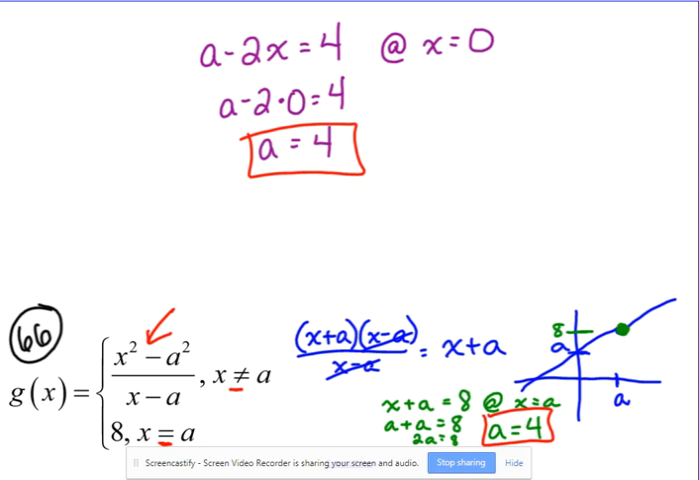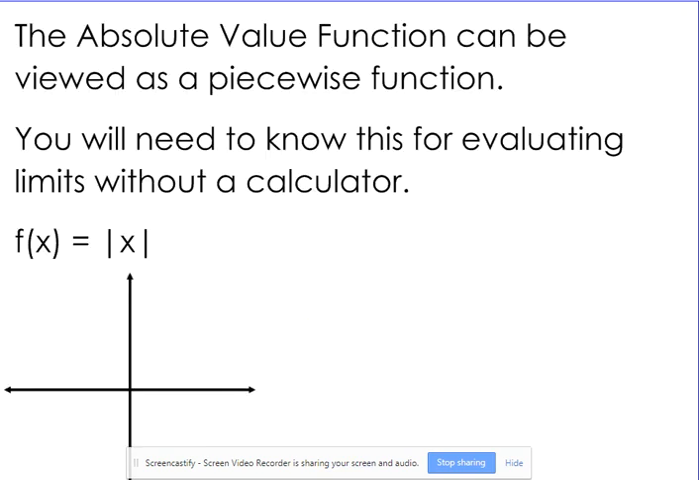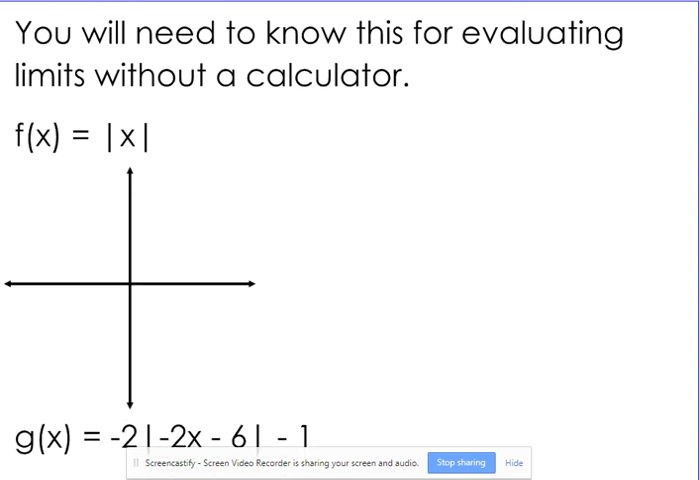All right. One other thing that's important as we move along, we need to review, or learn if you haven't learned this before, that the absolute value function can be viewed as a piecewise function. And you'll need to know this for evaluating limits without a calculator. So let's go through the steps of turning the absolute value function into a piecewise function.